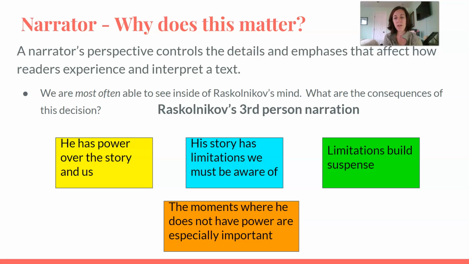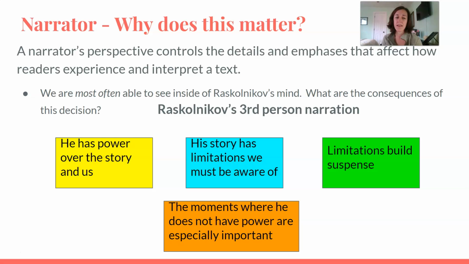When he meets Porphyry in this scene that we're going to look at, we don't know what Porphyry thinks, and that's a limitation. For Rodya, it's definitely a limitation. He can't figure out if this guy knows that he committed murder. And for us, the reader, it is also a limitation because we aren't sure what will happen. Now that, of course, is the next one, that limitations build suspense.